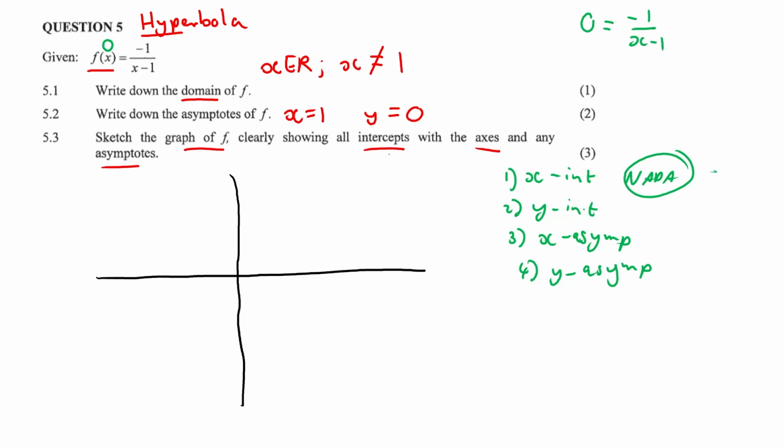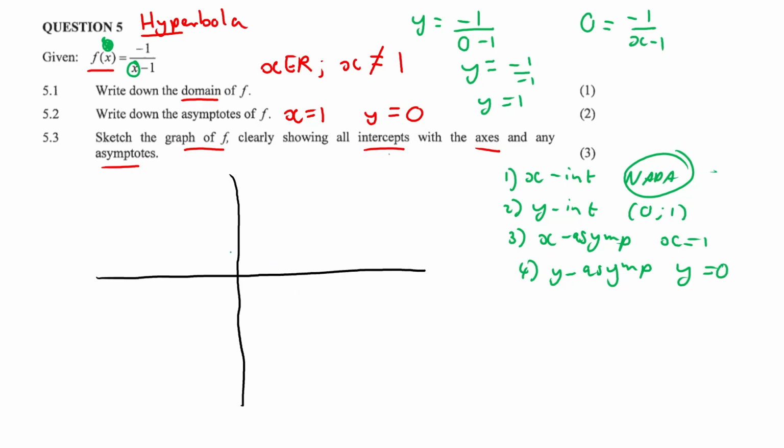To get our y-intercept, we let x equal to 0. So y is equal to minus 1 over 0 minus 1. So y equals minus 1 over minus 1, y is equal to 1. So we do have a y-intercept there at 1. We know that our x-asymptote is at x is equal to 1, and our y-asymptote is at y is equal to 0. Okay, so we can just make these little sketches.